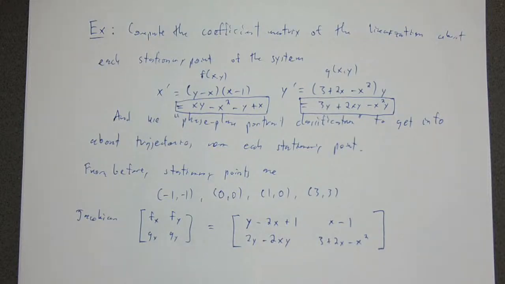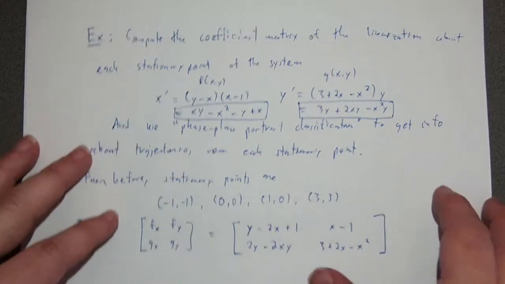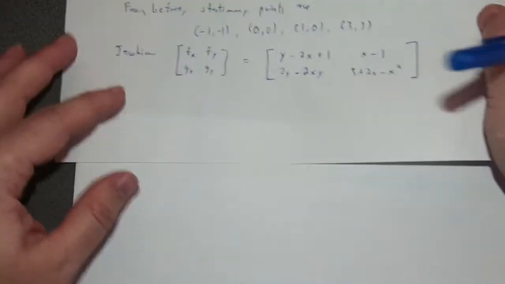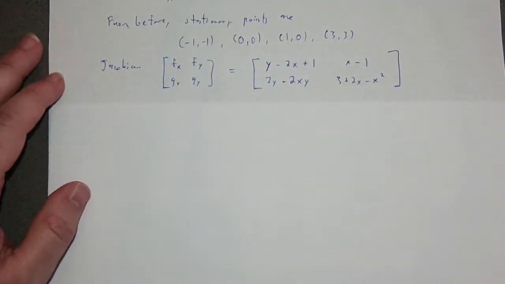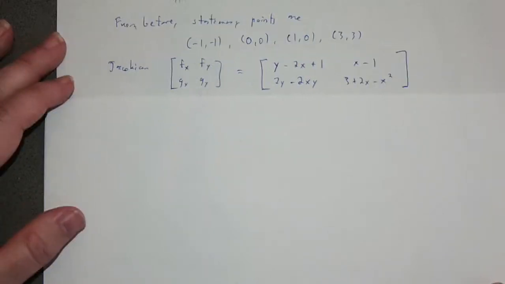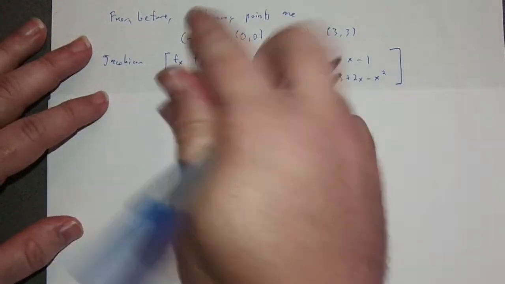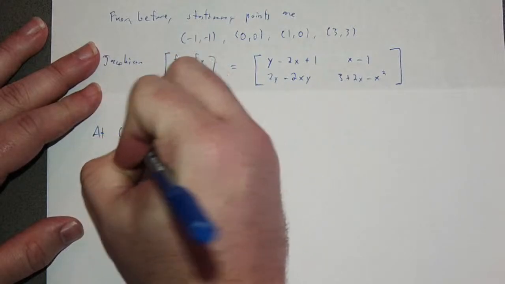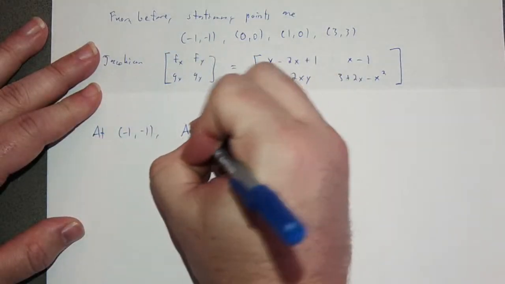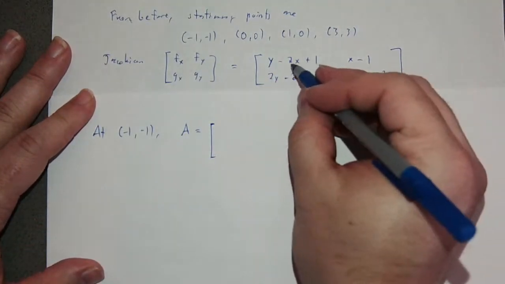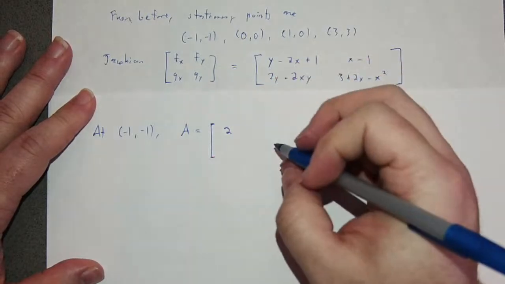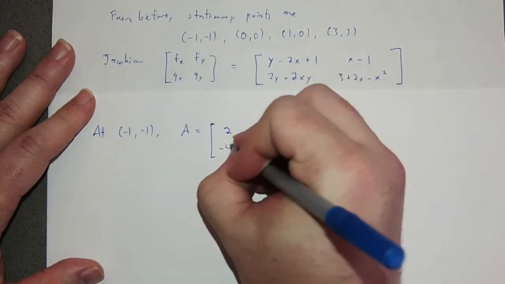So then I need to actually write out the Jacobian matrix for every single one of these stationary points. So I'm going to get 4 different matrices. Let me put that at the top here. Okay, so there's my Jacobian. Let's do it at (-1, -1). I'm plugging in -1, -1 here, so I will get 2, -2, -4, 0.